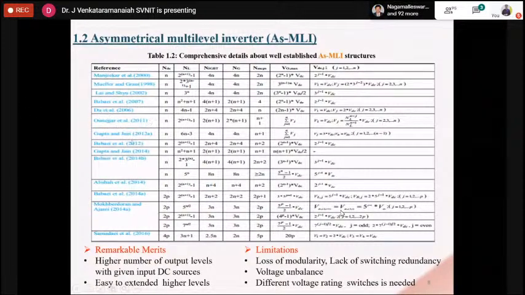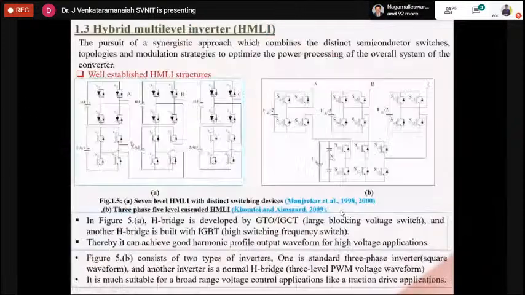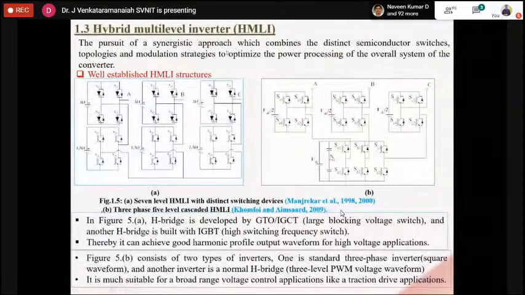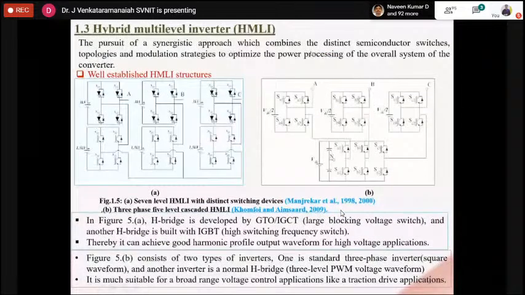So coming to the other kind of family, it is called hybrid multi-level inverter. So it's a very interesting configuration. So it is the pursuit of a synergetic approach, which combines distinct semiconductor switches, topologies, and modulation strategies to optimize the power processing of the overall system of the converter.